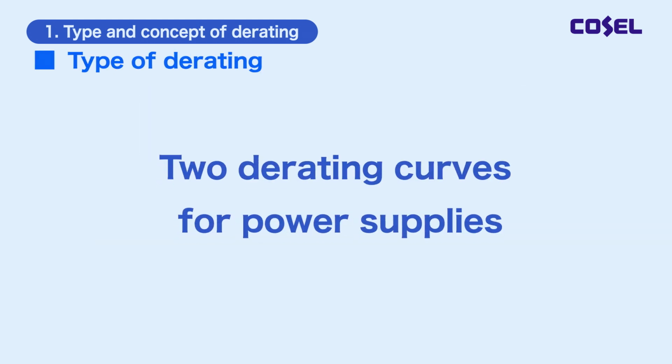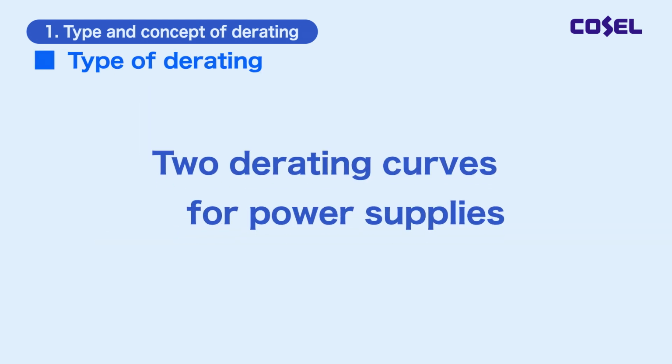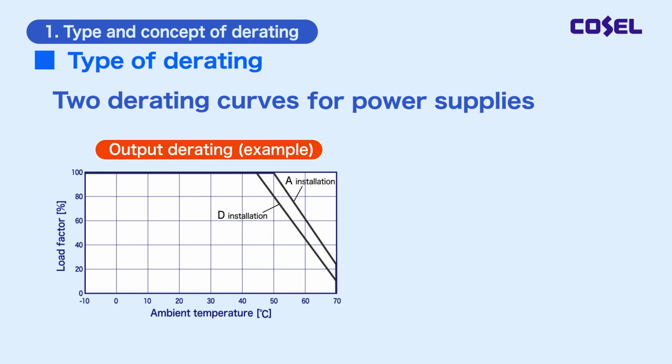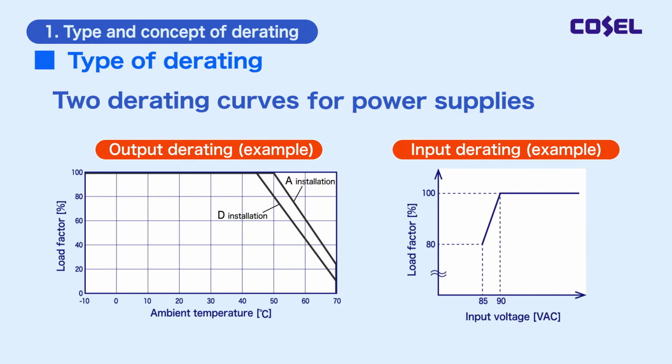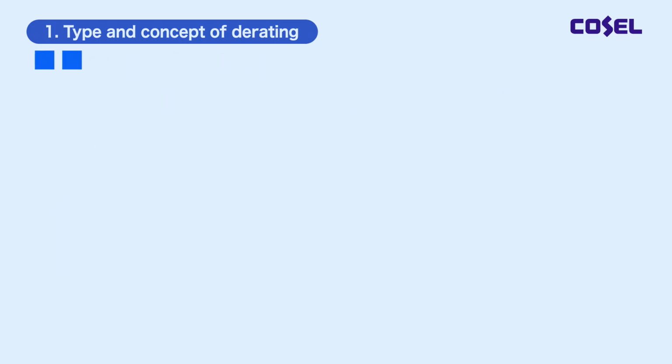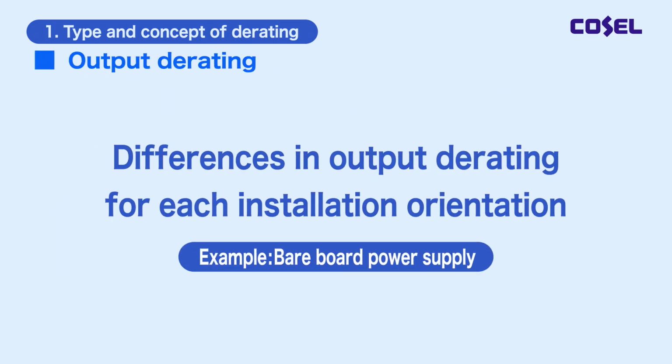There are two main derating curves for power supplies. The first is output derating, and the second is input derating. These two derating characteristics are described in the catalog for the applicable power supply. Now, I will explain output derating.